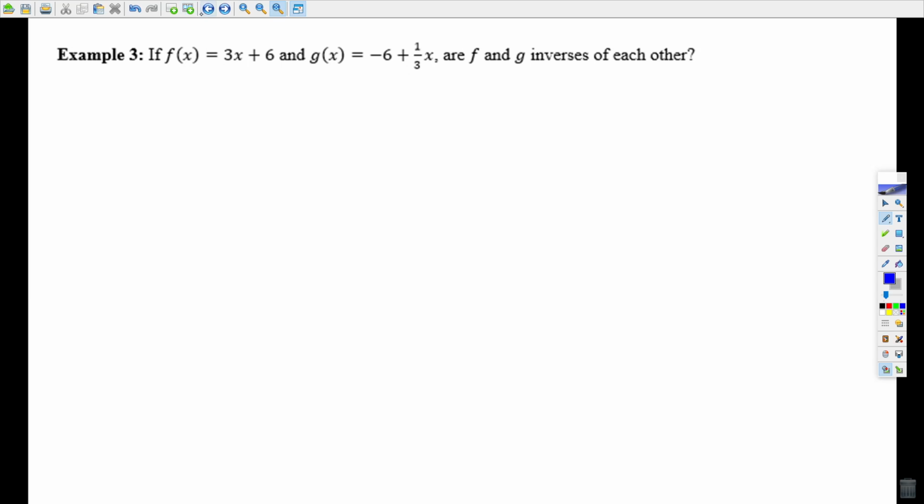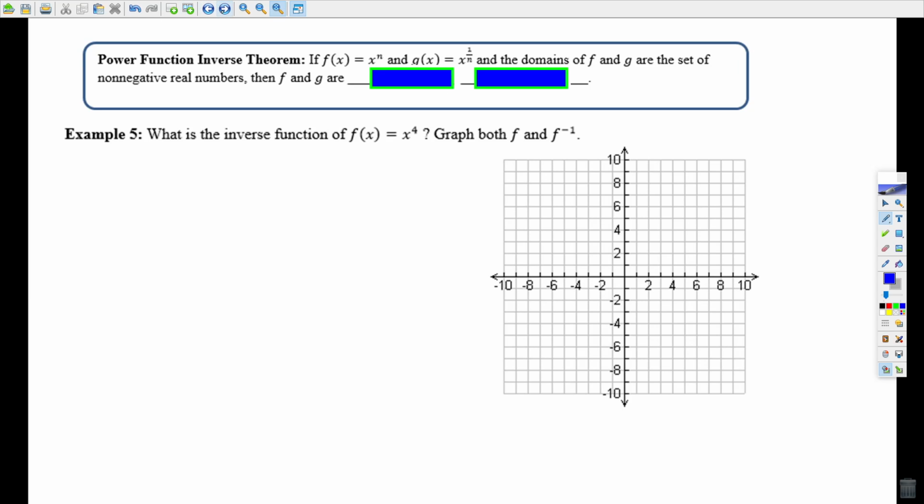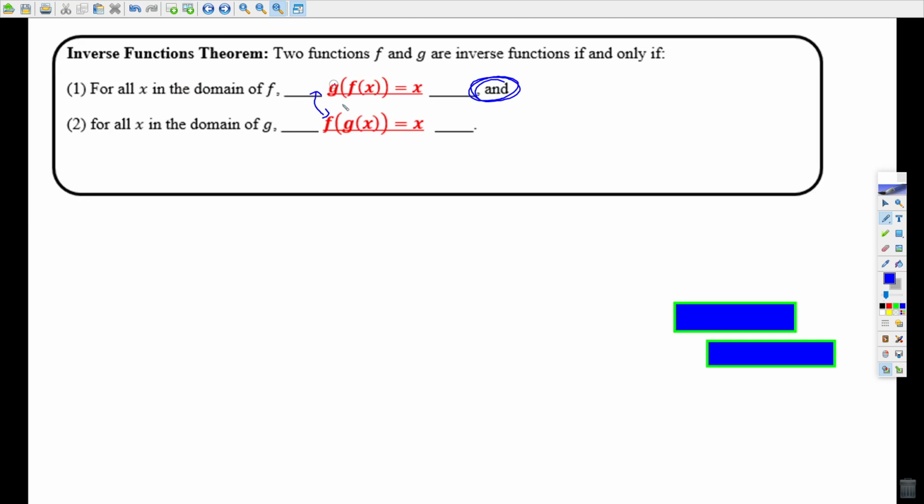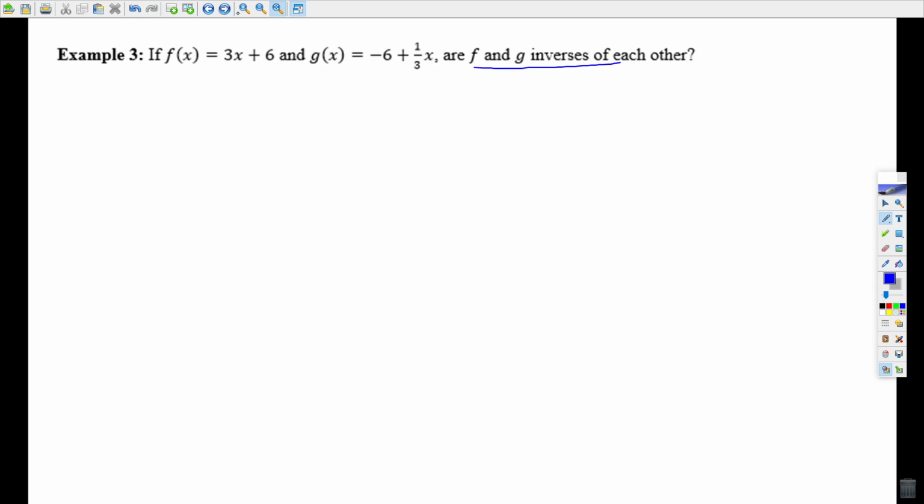Okay, 3 more examples and then we're done. If f of x is 3x plus 6 and g of x is negative 6 plus 1/3 x, are f and g inverses of each other? Well, if it's asking if they're inverses of each other, the only way to really find that out in practicing our new thing is to do both of these. Now, it may be possible that you do one of them and you don't get x, and you can immediately say, hey, it's not inverse. So we could try that.